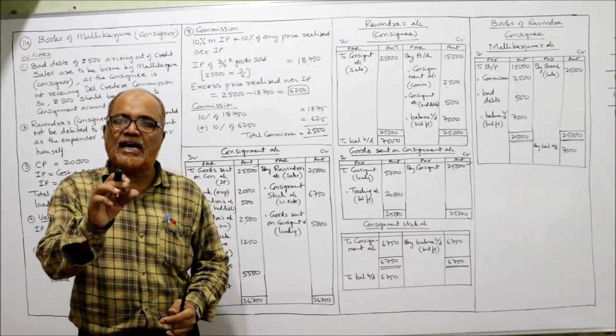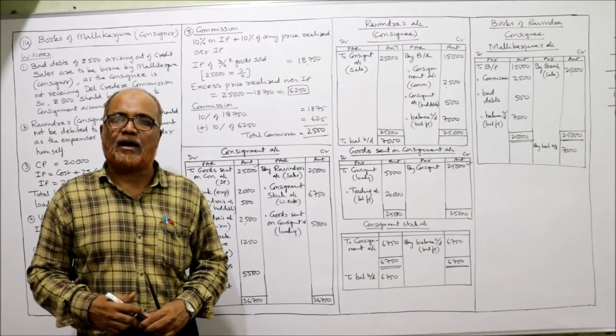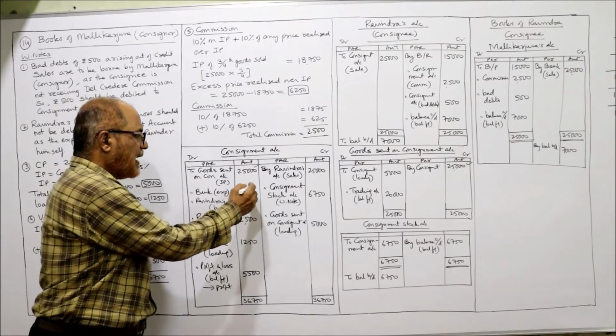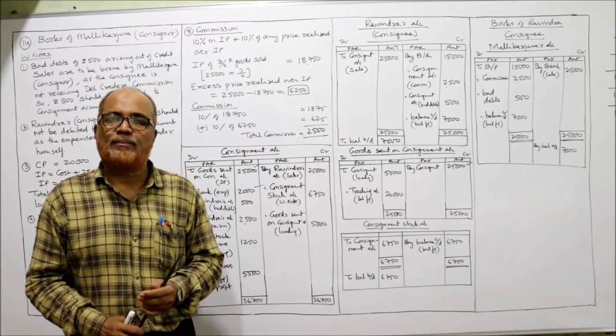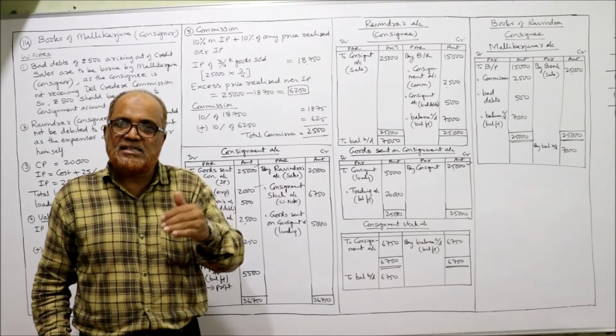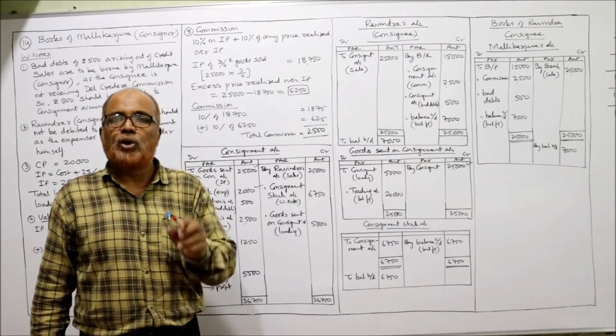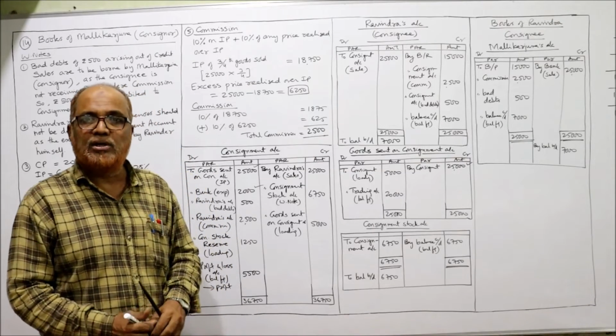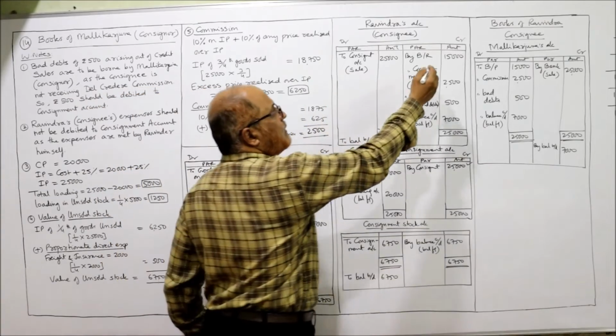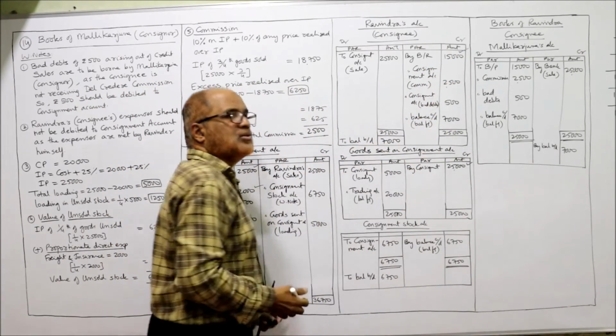So the entry will be consignment account debit to bank, for expenses. Now the third entry is the bill received. Advance is received from Ravindra, the consignee. So bills receivable account debit to Ravindra account. Ravindra account is credited by bills receivable 15,000.